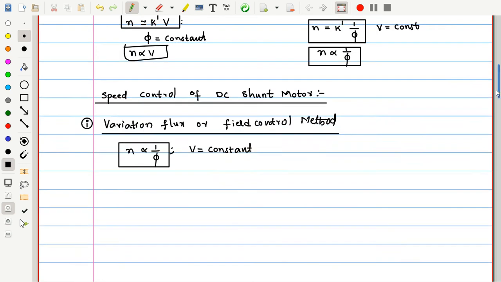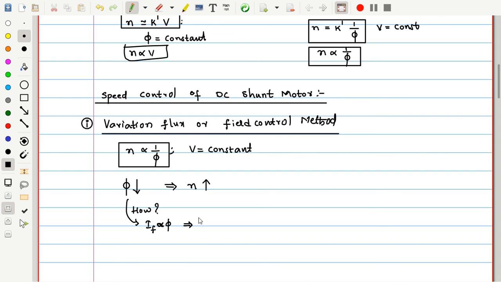Now how can we vary this speed? Try to observe here. For example, if I reduce the field flux, what is going to happen as a result? The speed will increase. If the denominator is reducing, the entire term is going to increase, which means speed is rising. So how can we reduce this field flux? We know this is related to the field current. If is proportional to phi, so to reduce the field flux, I should reduce the field current.